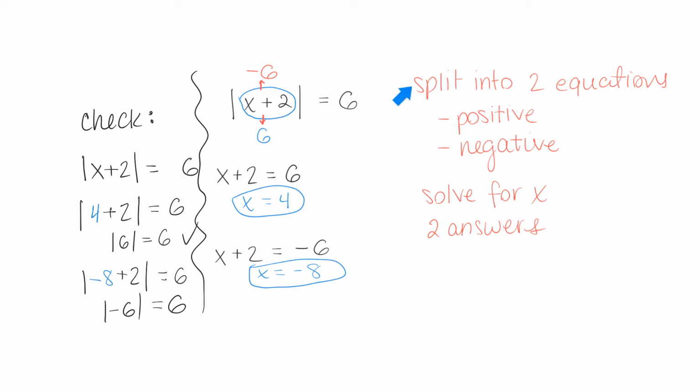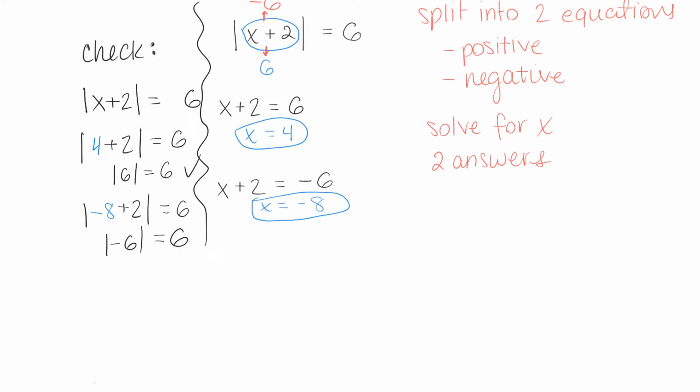So we have 3 steps. Split it into two equations, a positive and a negative. Solve for x, and you will have two answers. Let's take a look at another one.